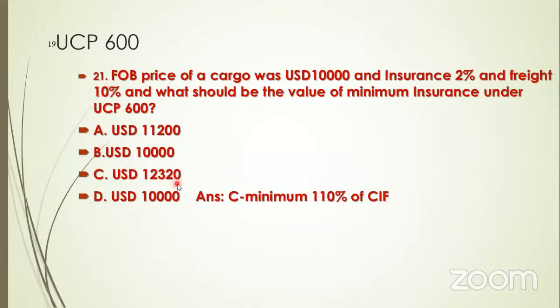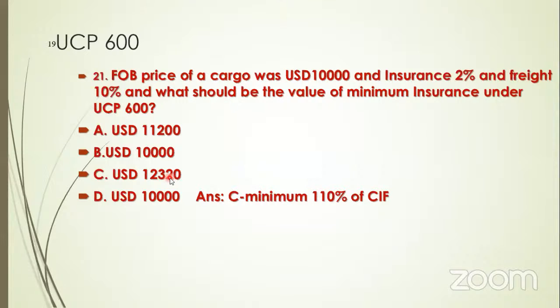Sir, here insurance is counted twice? Yes, insurance is counted twice. CIF means cost: 10,000 FOB value plus 2% plus 10%. You will get 11,200. Again, 10% more means 12,000. So C is the correct answer. So that is the value for which the insurance company has to give insurance. International rule.